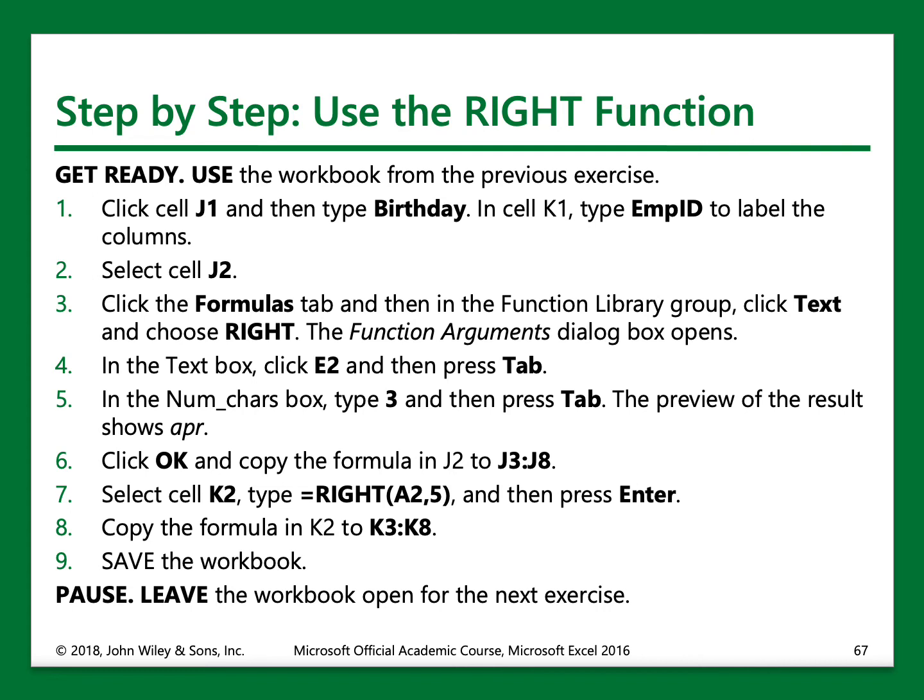So if we are looking at the birthday section, click cell J1 and then type birthday. In cell K1, type employer ID to label the columns. Now select J2. Click the Formulas tab, and then in the Function Library group, click Text and choose RIGHT. Choose E2 for the text box, and then in the num_chars box, type 3, and then hit Tab. Drag that down from J2 all the way to J8.